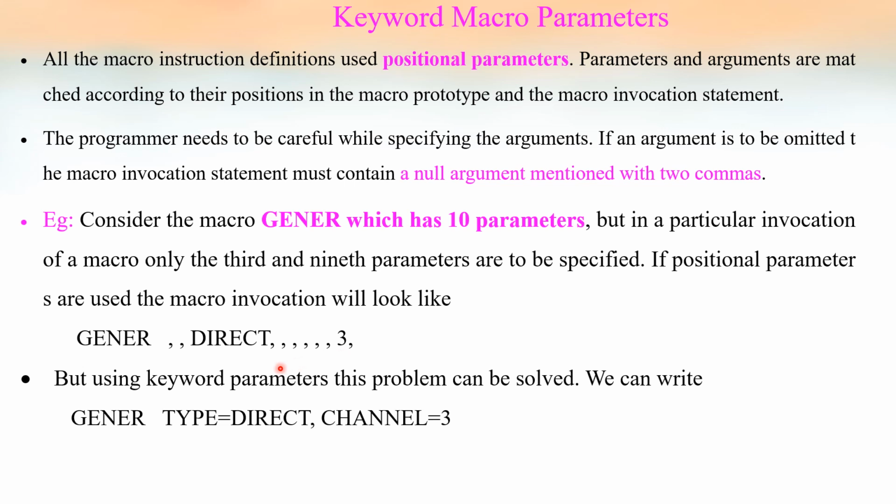To avoid this, we can associate each parameter with a keyword. For example, if the third parameter indicates the type, then I can write TYPE=DIRECT. And if the ninth parameter is the channel, then CHANNEL=3. So these two parameters I have passed, and I can avoid the commas.